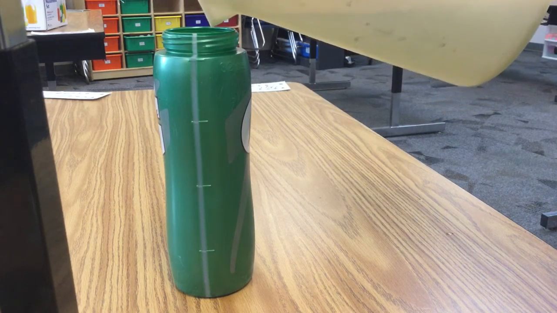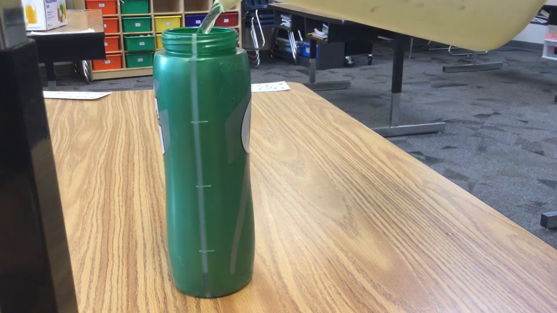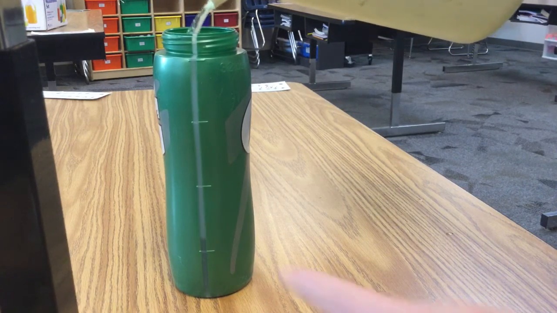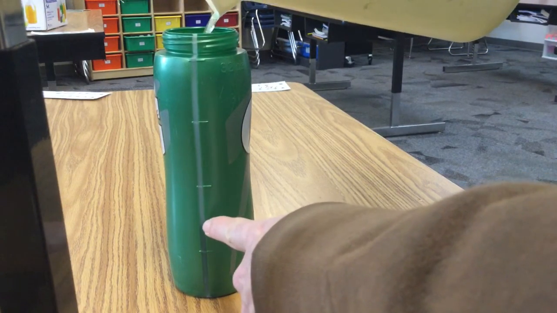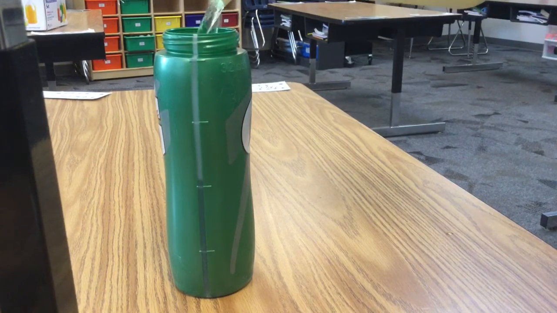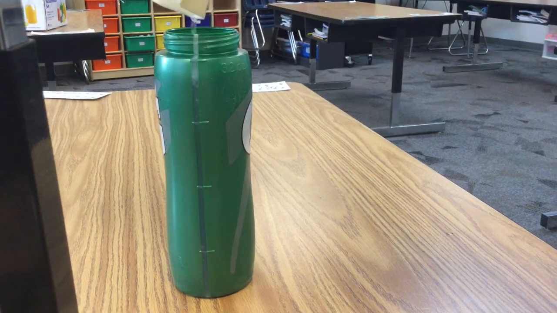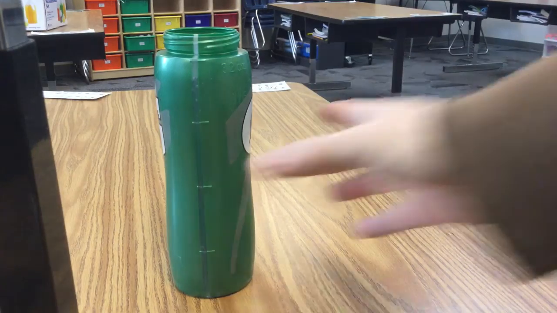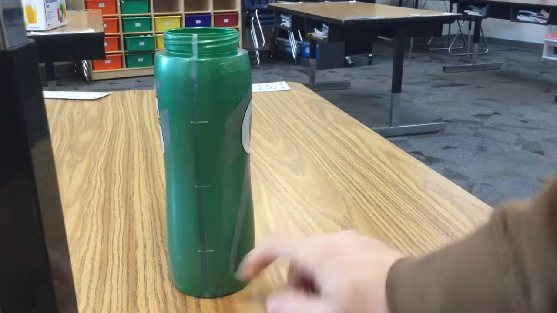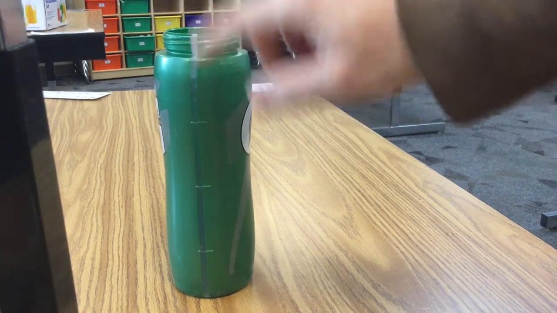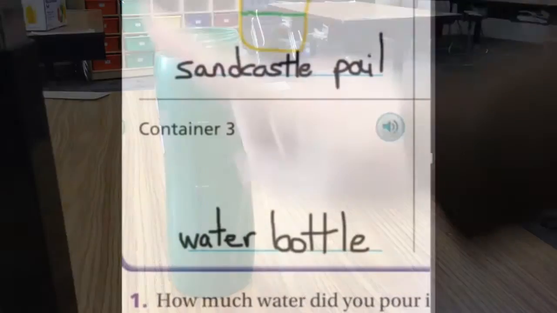And there we go. We can see this line going up and up as I fill the container with 1 liter of water. Oh my goodness. Oh, there we go. That was a close one. So normal size water bottle, almost all the way to the top. This is pretty much 1 liter.